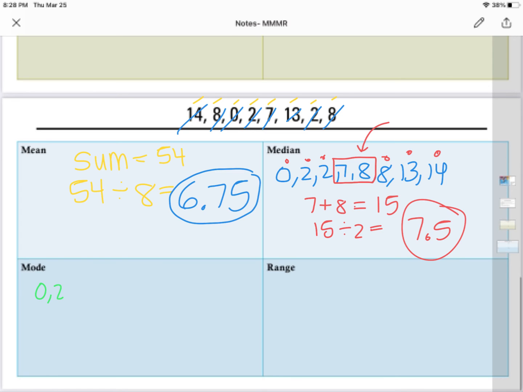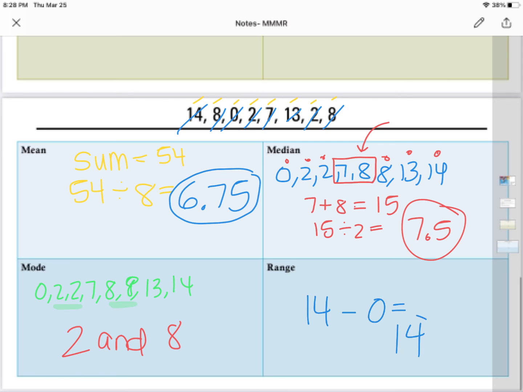So I'm just going to rewrite again our numbers. And if you notice here, as I'm rewriting, we have 2 numbers that repeat, right? We've got 2 was written twice and 8 was also written twice. So they're written the most and there's 2 of them. So we have 2 modes here, which would be 8 and 2. Okay, and then finally for our range, we are going to take our largest number, which is 14 in this data set, and subtract it from our smallest, which is 0. 14 minus 0 gives us our range, which is 14.